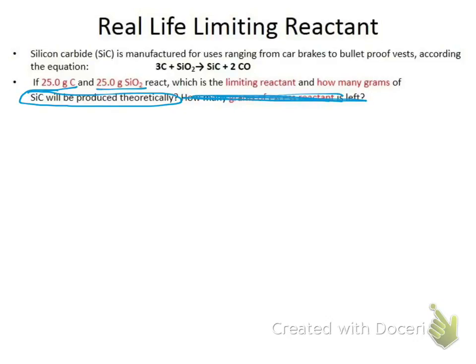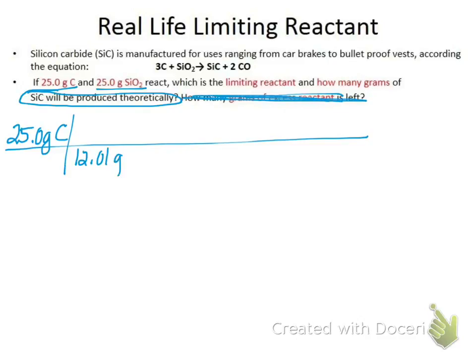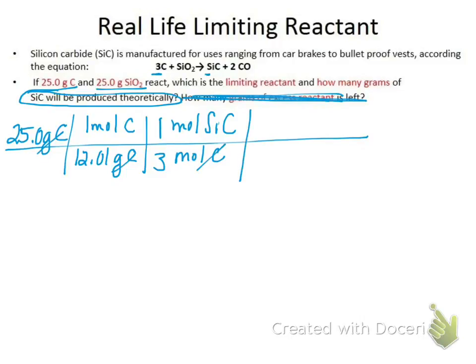All right, so we start with 25 grams of carbon, and we're going to do our stoichiometry problem. 12.01 is the molar mass of carbon. And see how nice of me, the equation is already balanced. So I want to get rid of moles of carbon now, so I'm going to put moles of carbon on the bottom. And I'm trying to get to moles of silicon carbide. Now I go look at my balanced equation. I have a 3, so 3 goes here. And I have a 1, so a 1 goes there. Okay, got rid of moles of carbon.